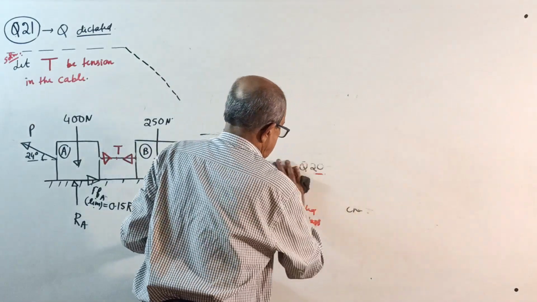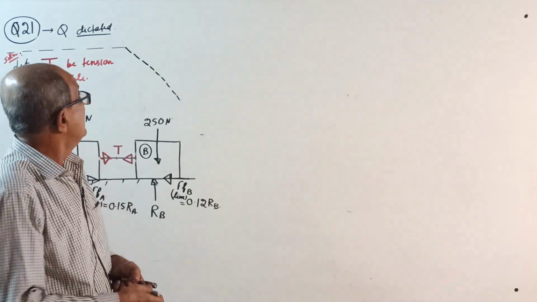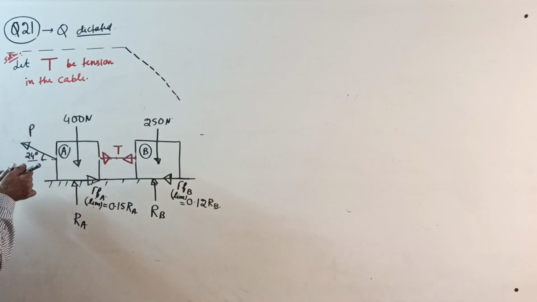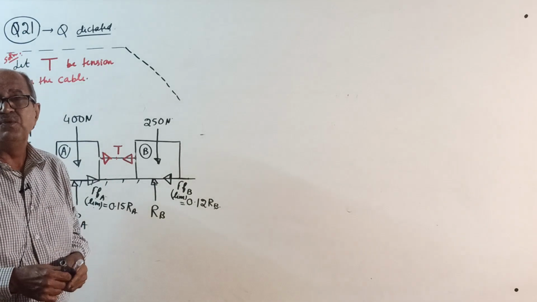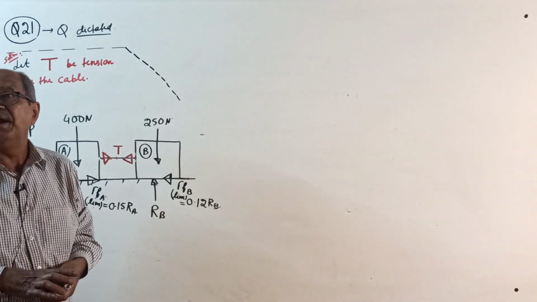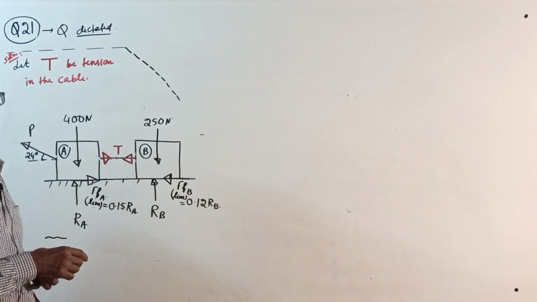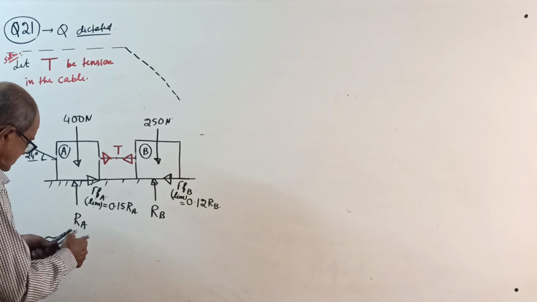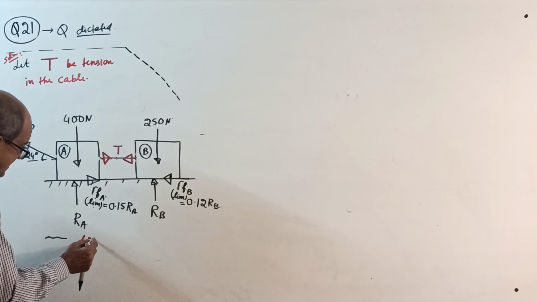Now, start. Again and again, I will not waste time. What do they want to find? Write here: required to find the least value of force P, which is required to move the system. So you have to find the value of P when the system is on the verge of moving. Therefore, it is a case of limiting friction.